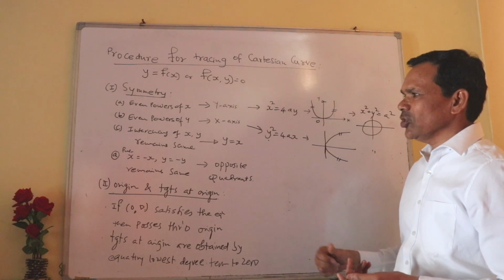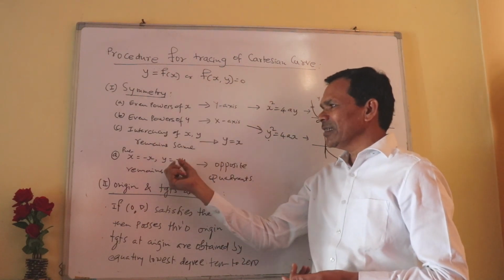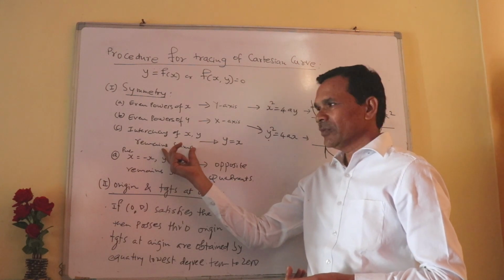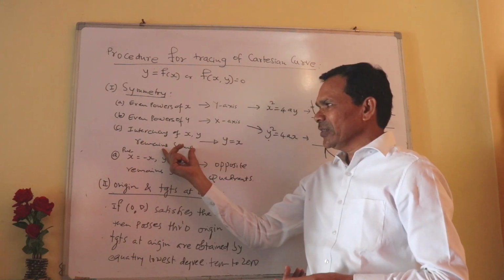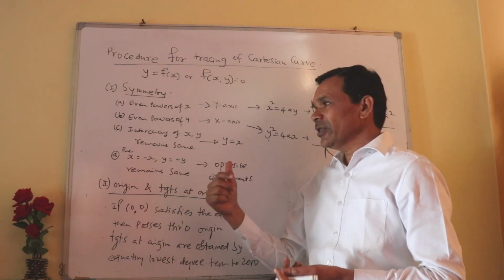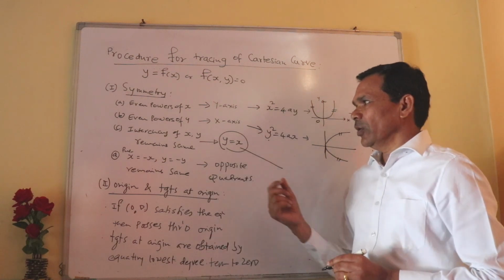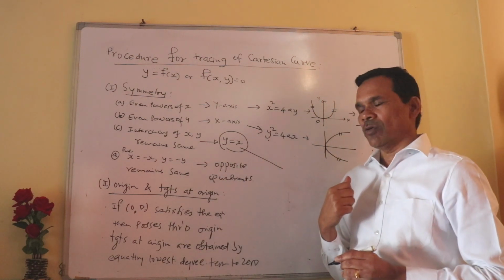Now see, interchange of x and y in the equation of the curve. That is point number 3. If you interchange x and y in the equation of the curve and the equation remains the same, then the curve is symmetrical about the line y is equal to x.